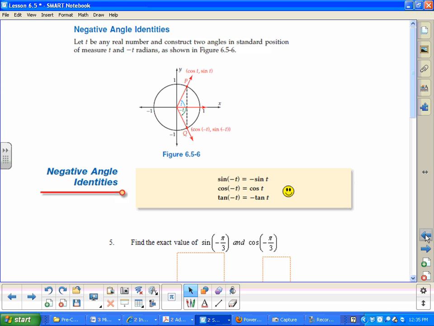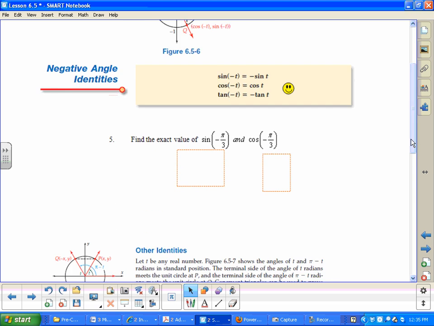The sine of a negative angle is the negative sine of that positive angle. Cosine of a negative angle is just equal to the cosine of that positive angle. Tangent of a negative angle is equal to the negative tangent of that positive angle. So, here they want us to find the exact value of these things.